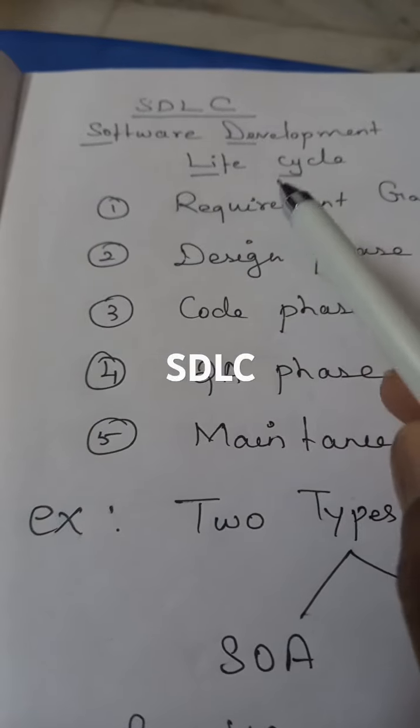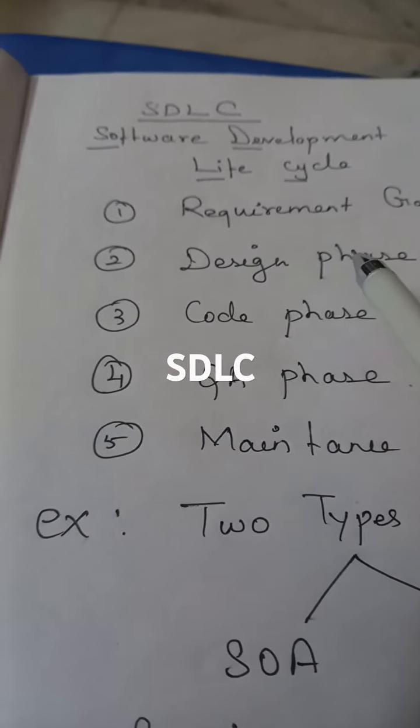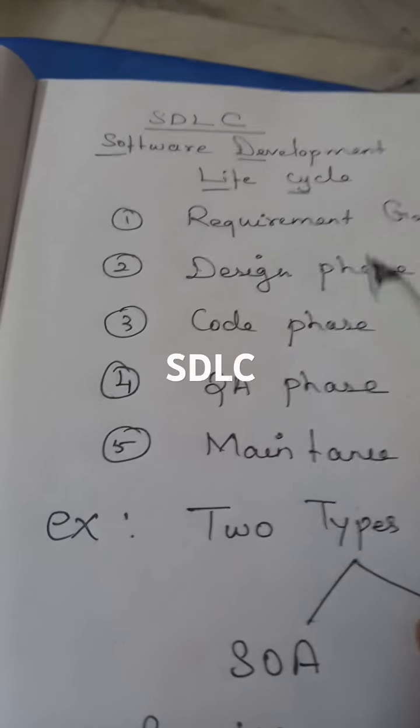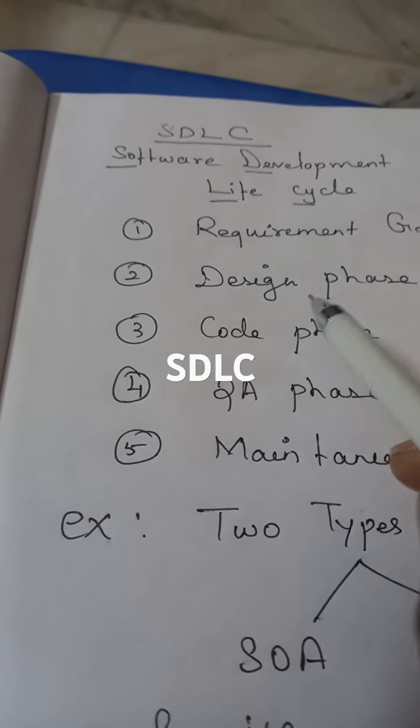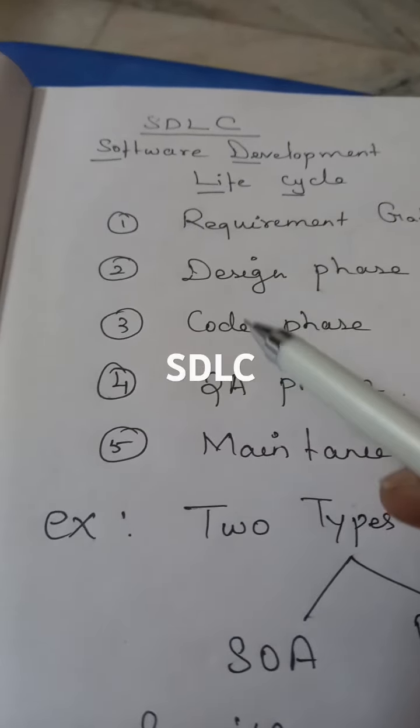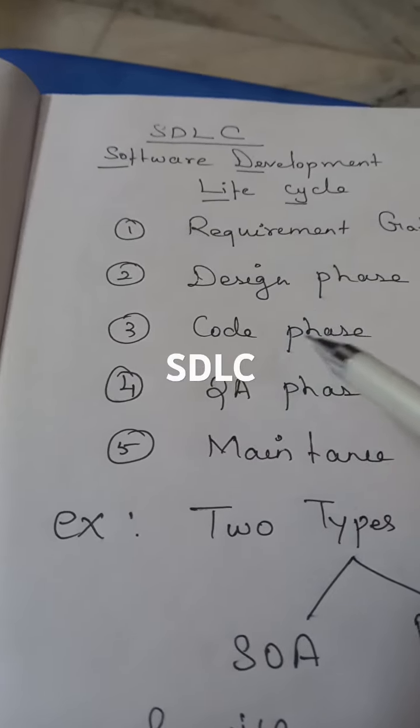Once you collect the requirements, you have to design the application, how the application will look like, that is the design phase. Once you design it in a particular language, database and UI language, you have to code the application. That programming phase is known as the code phase.